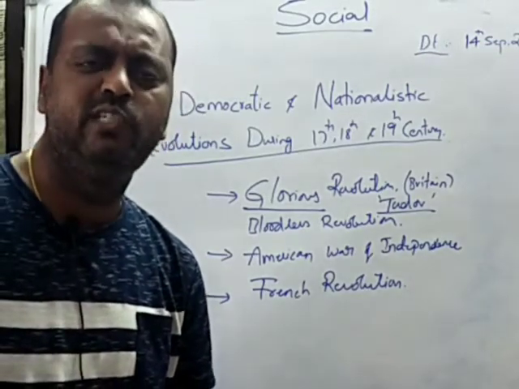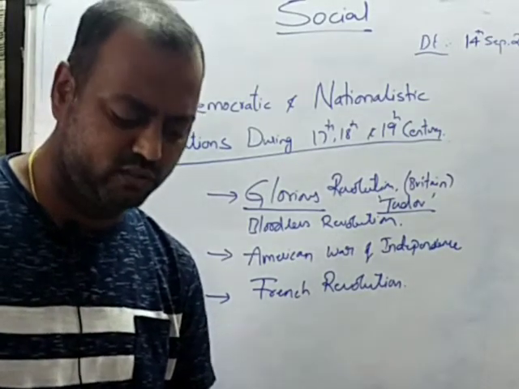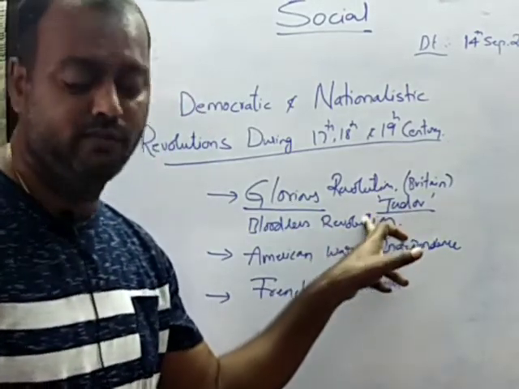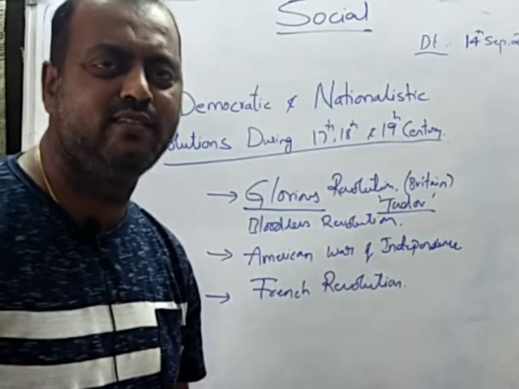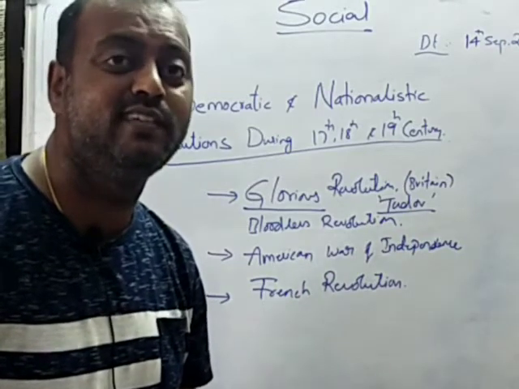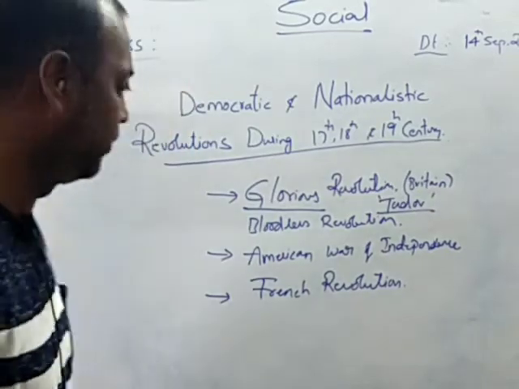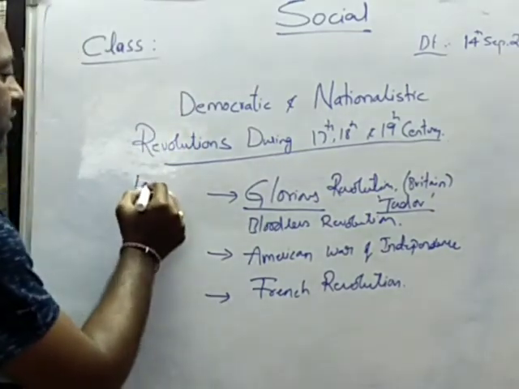And first we shall see the civil war which took place in England, which we call the Glorious Revolution. It was in 1603, children. It was in 1603 that James I of the Stuart dynasty was ruling.